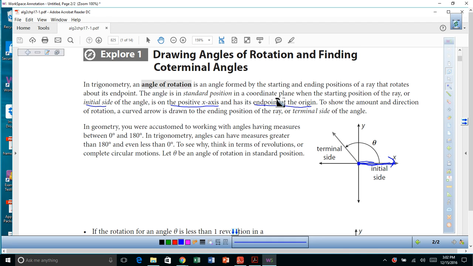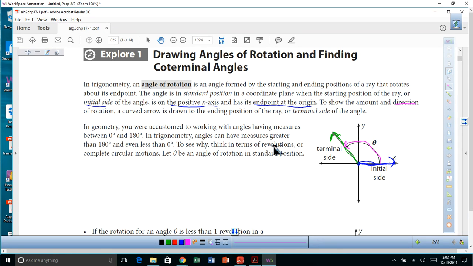To show the amount and direction of rotation, a curved arrow is drawn to the ending position of the ray, or the terminal side. So we'll say this ray here, that is the terminal side. Okay, and then you draw a curved arrow like this, and that shows the direction of rotation. That shows the direction of rotation.